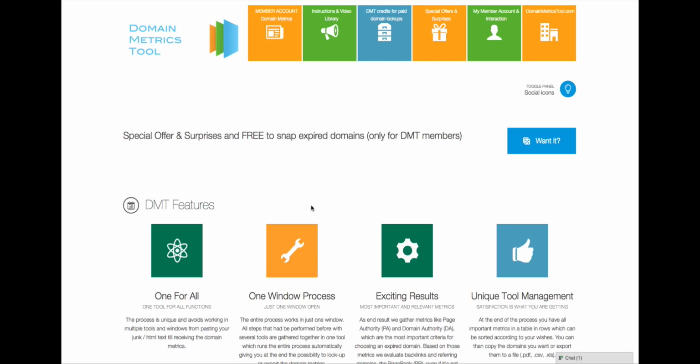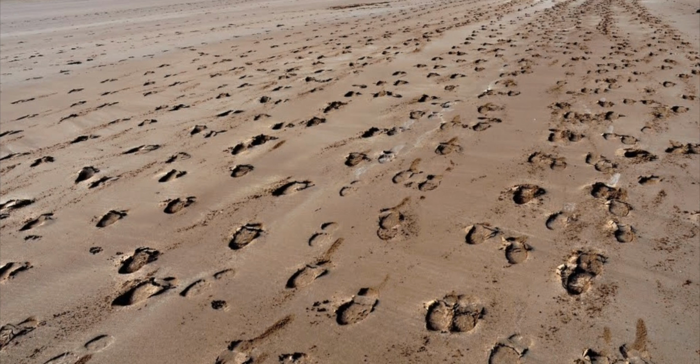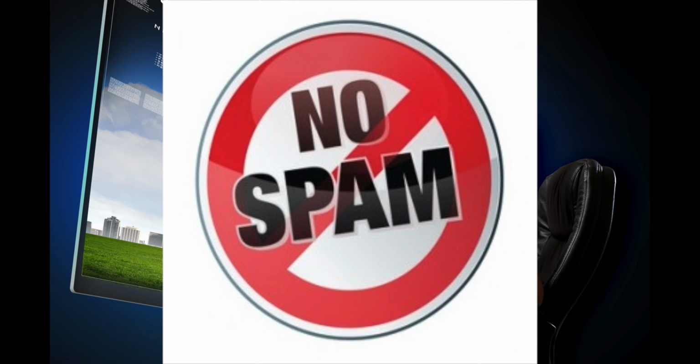Welcome to DomainMetricsTool. Google is de-indexing more and more private blog networks because people are leaving footprints while setting up a PBN without investing time and effort.